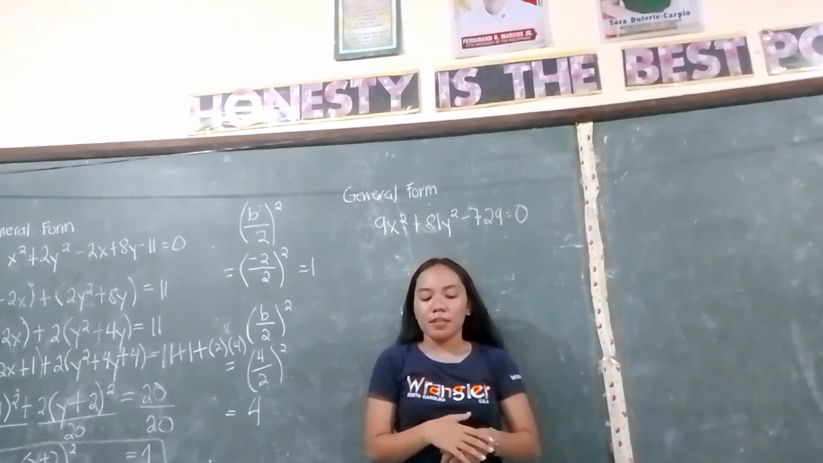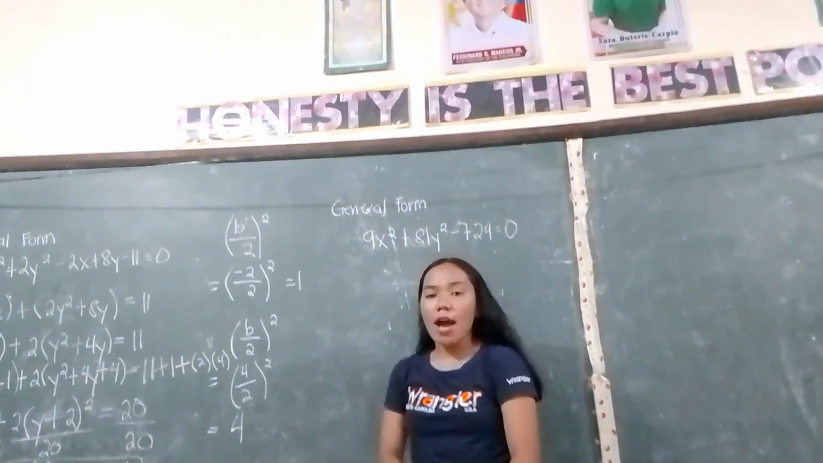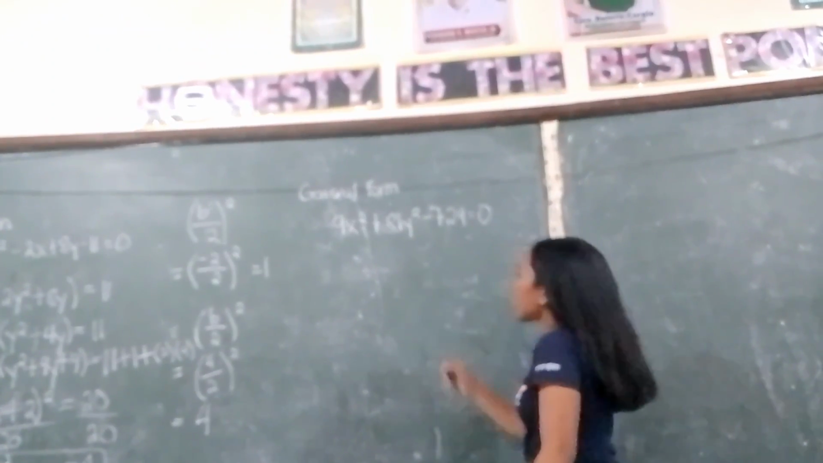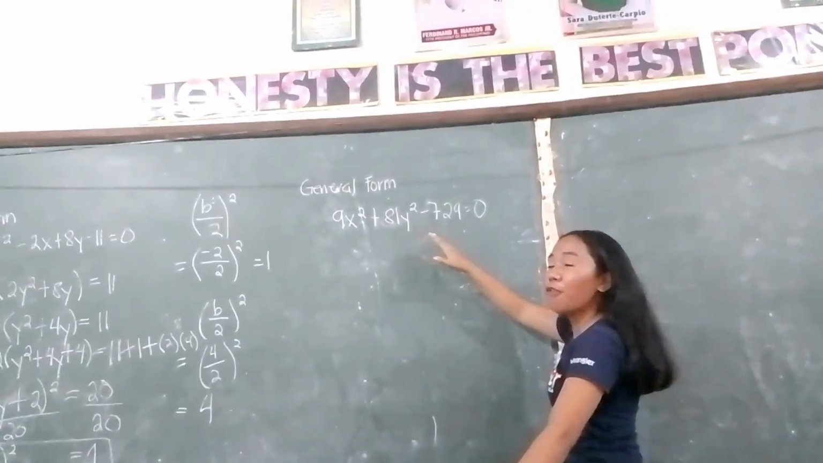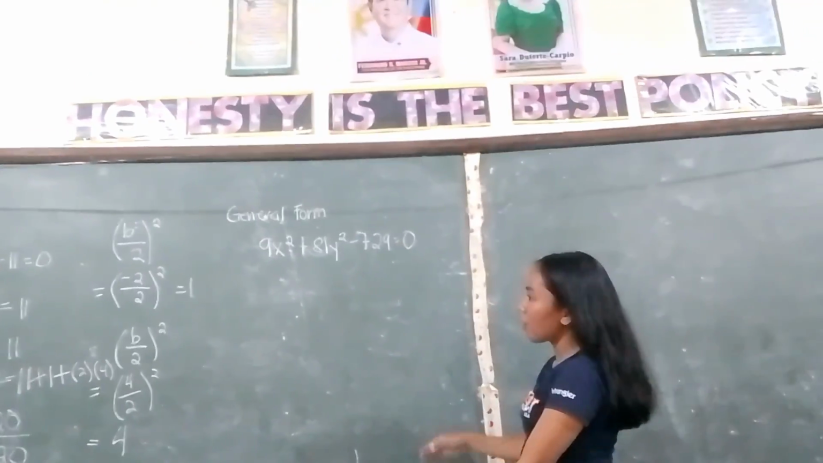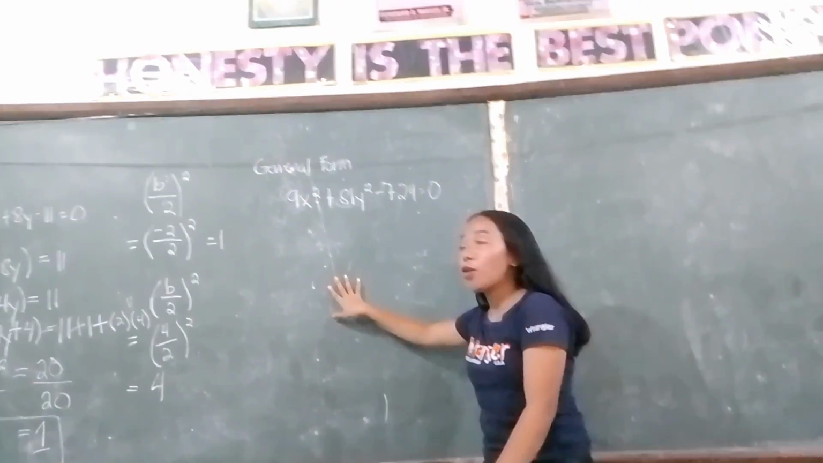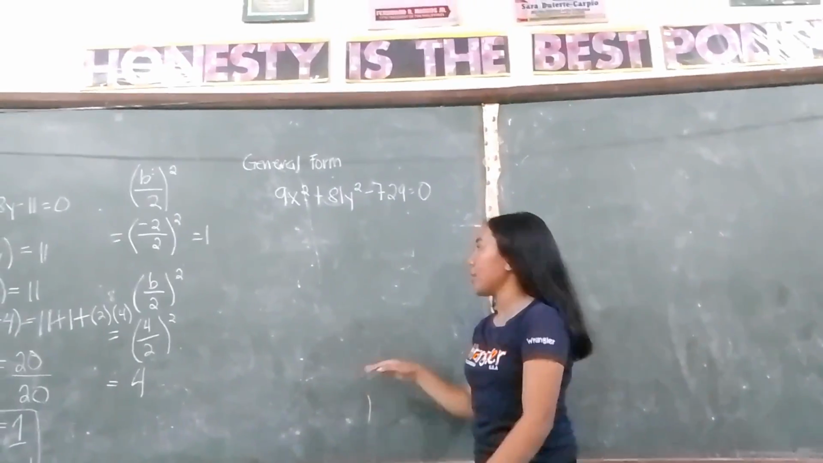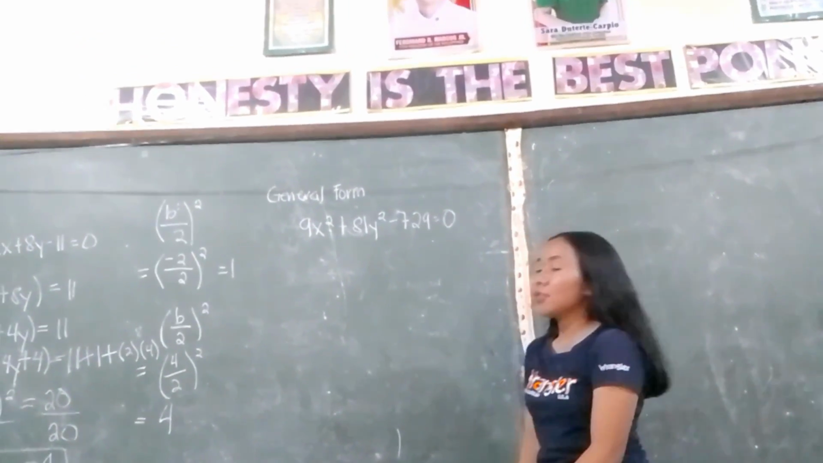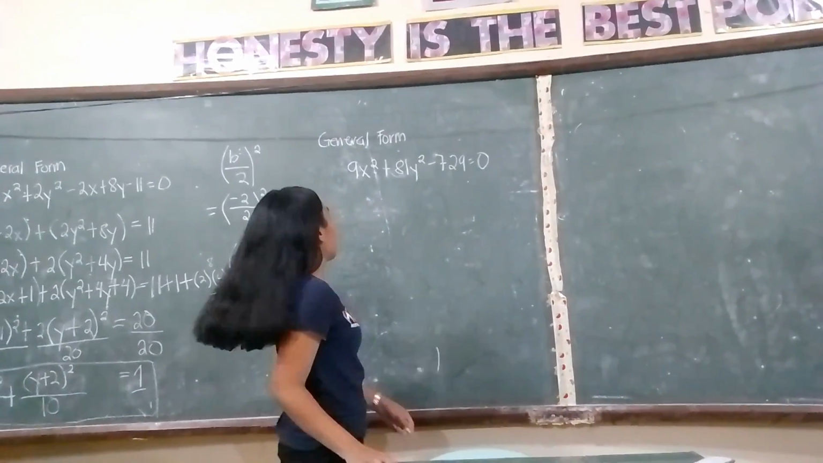Since I have given some examples, I hope that you learned, and with that, you must answer this general form. All you need to do is to determine the standard form of the equation of an ellipse, and also to plot or graph it in a coordinate system. So I will give you 3 minutes to solve this one. Time's up! Okay, let us check your answer.